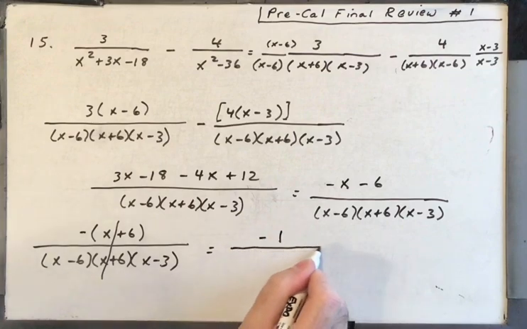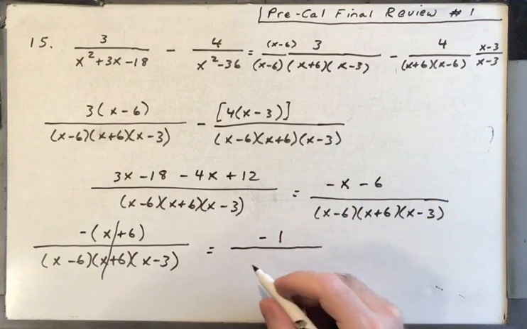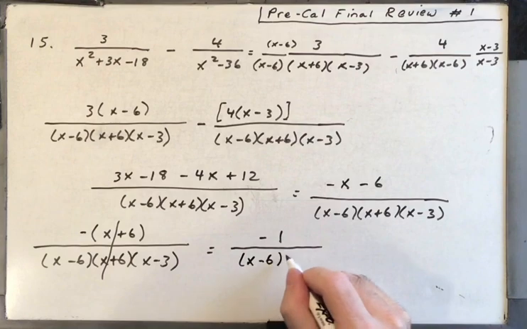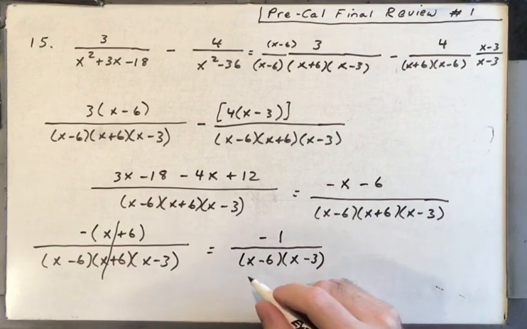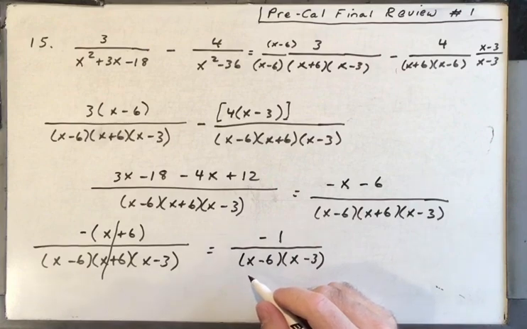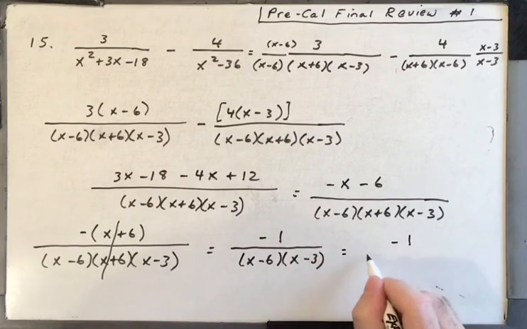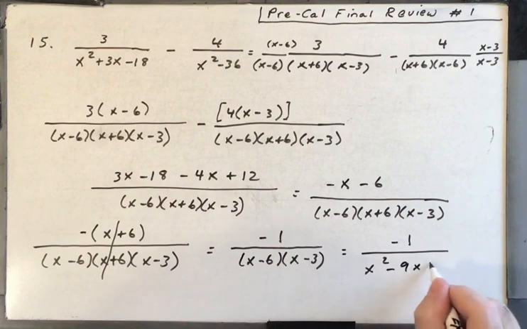So every problem, I believe, is worth 5 points. So I give you 4 out of 5 if you got to here, but if you want to get all 5, then you've got to do this last step, okay? And let's go ahead and FOIL out the bottom there. That's going to be x squared minus 9x plus 18.